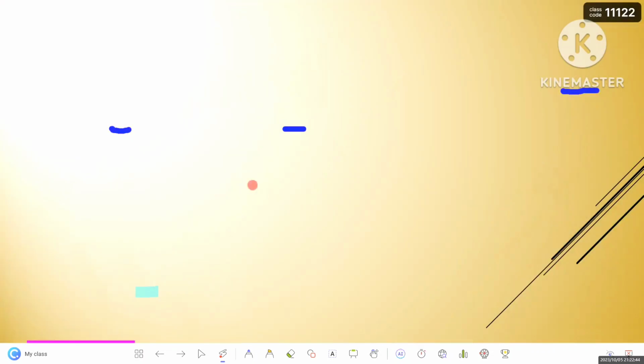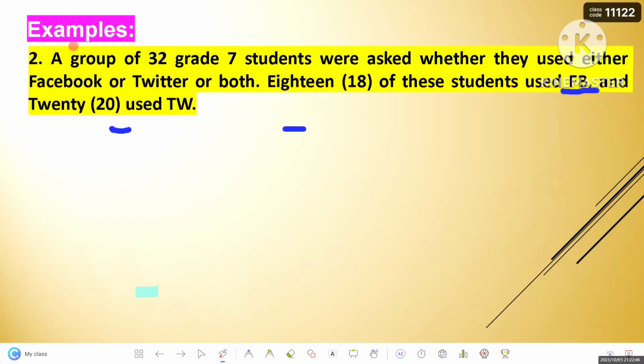Sample number 2. Erase muna natin ito. So, suppose we have number 2 example. A group of 32 grade 7 students were asked whether they use either Facebook or Twitter or both. 18 of these students use FB and 20 use Twitter.